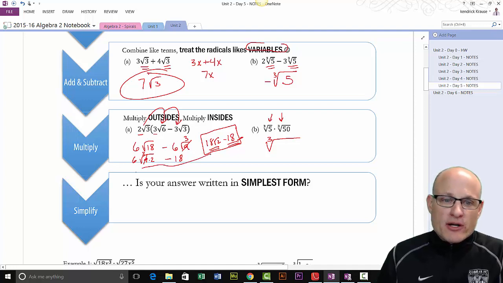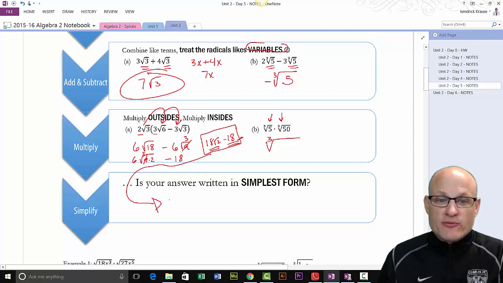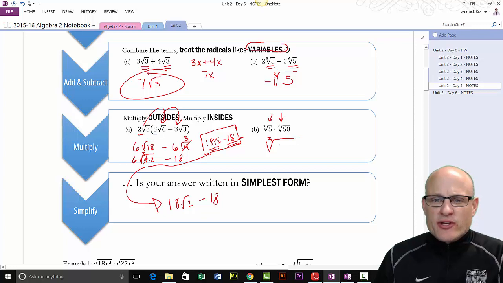I forgot I was going to put this down here. Is your answer written in simplest form? Obviously, it's not. And this is in simplest form: 18 radical 2 minus 18. So a lot of kids will say, okay, I multiply these together, 5 times 50 is 250, and they'll be done. And then you always have to ask yourself, is this in simplest form? And this is not.